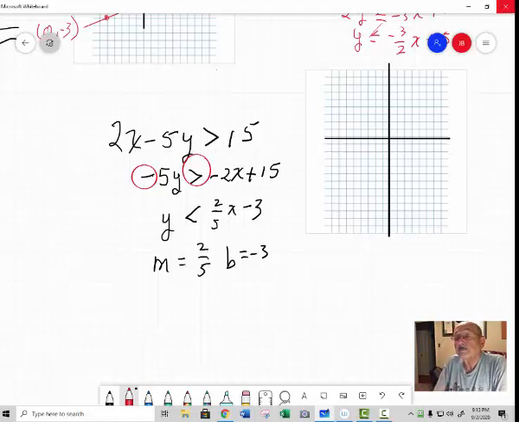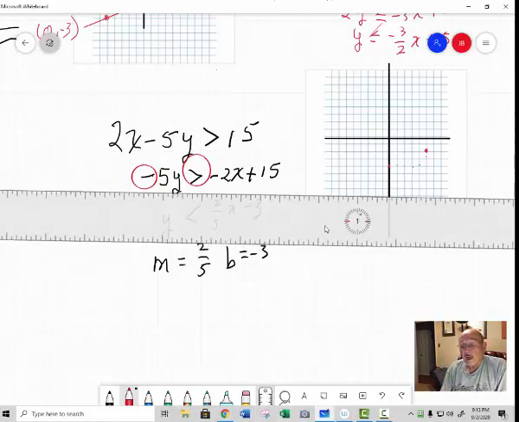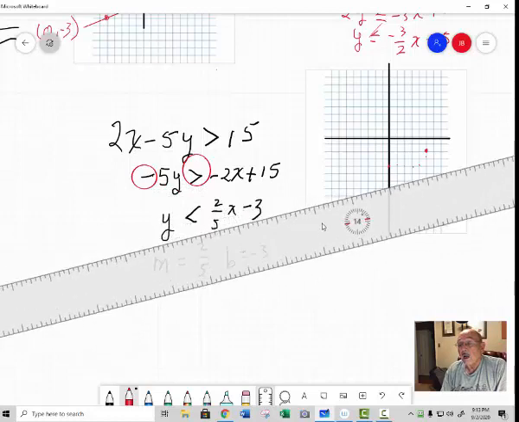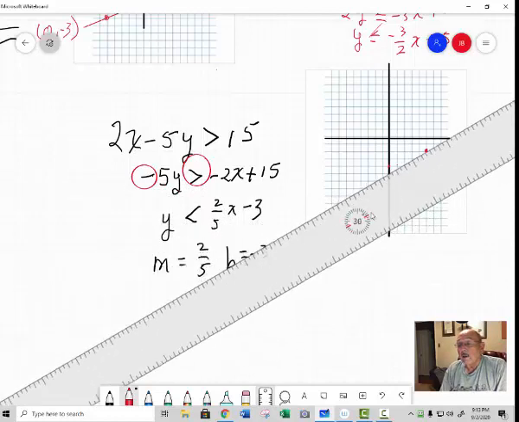Alright, so now I want to draw the line through those 2 points. Now here's the issue. When I draw this line, it won't be a solid line, it'll be a dashed line. Instead of drawing a solid line, what I will do is I will draw a dashed line.